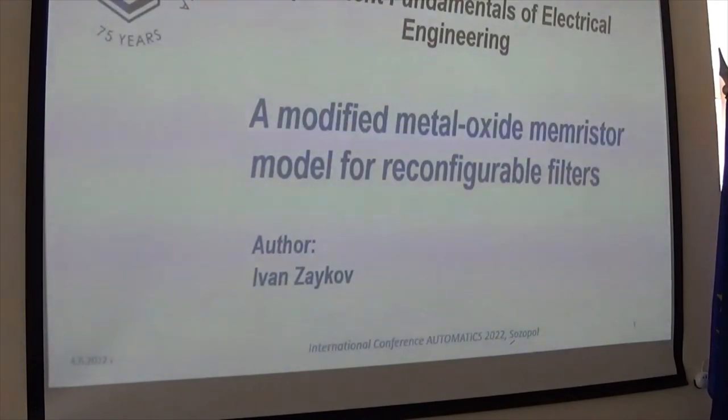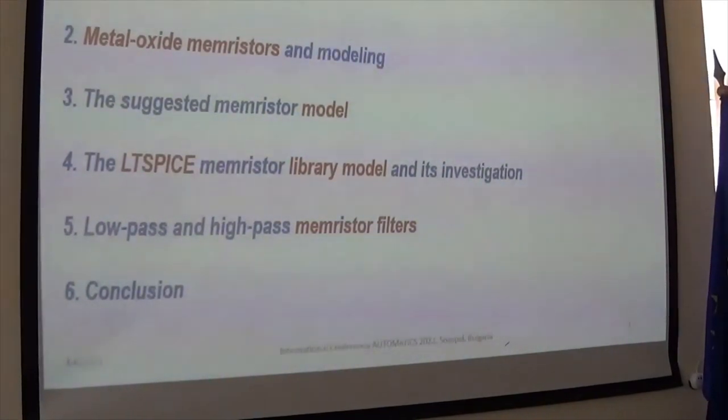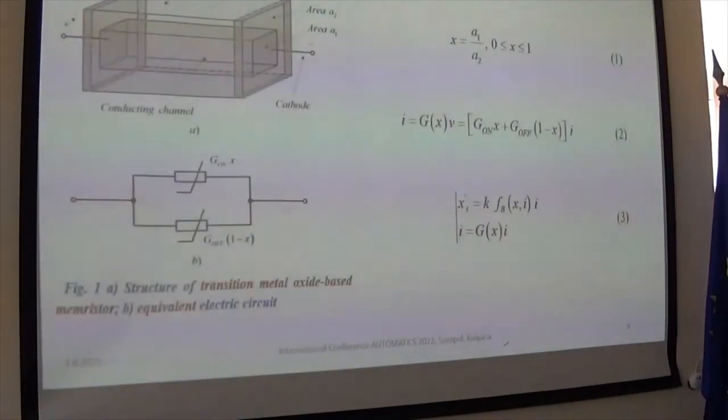model is for a modified metal-oxide memristor for analog filters. The motivation is very similar to the previous one. Here the difference is that the model is based on a parallel connection of two nonlinear resistors, in difference to the previous one, where we use a series connection. This is expressed by formula 2, and the state variable here is the ratio between the internal area of the channel, A1, and the whole area of the memristor, A2.